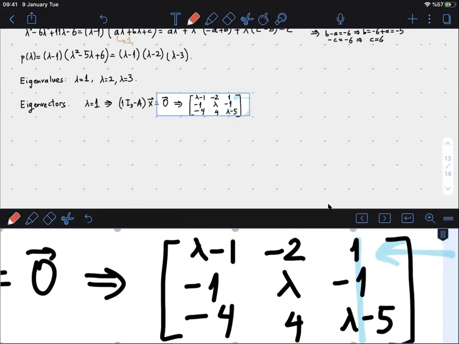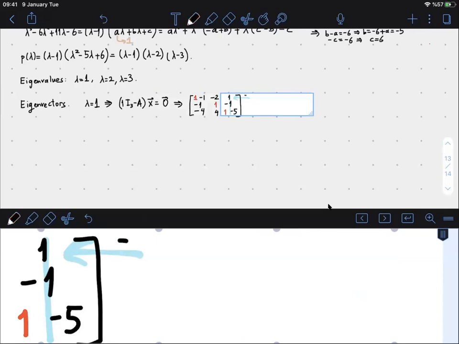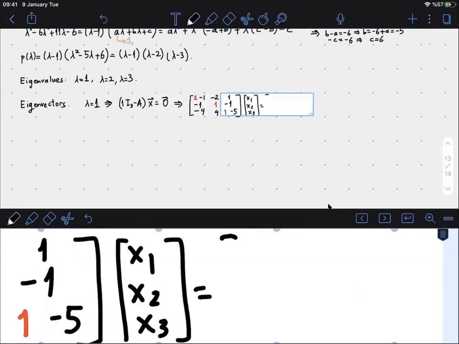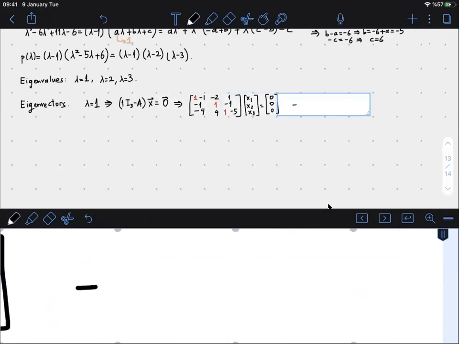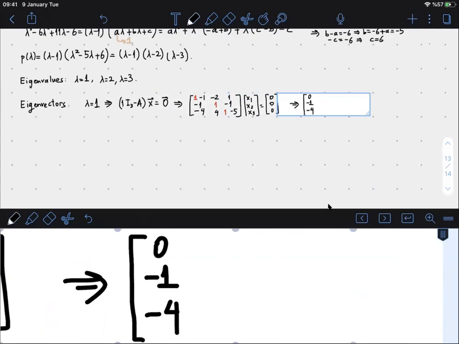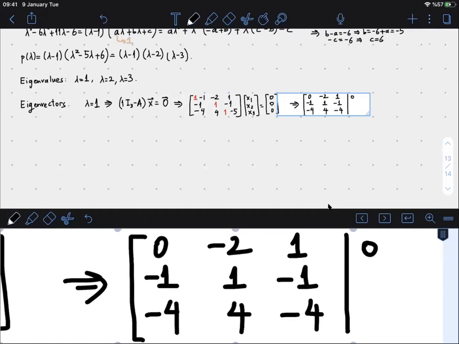So lambda equals 1. What do I get? I get 1, 1, 1 here, times the eigenvector x1, x2, and x3 equals the 0 vector, 0, 0, 0. How do we solve this? I plan to do it only for this eigenvalue. For the other ones, I will skip them, since it would take too much time. Minus 4, minus 2, 1, and 4, 1, minus 1, and minus 4. And I write the 0 vector here, 0, 0, 0.